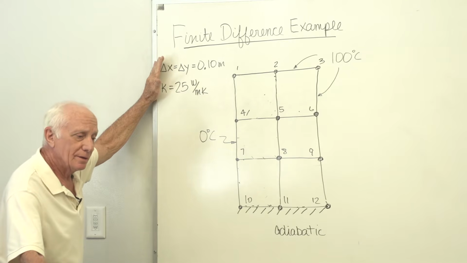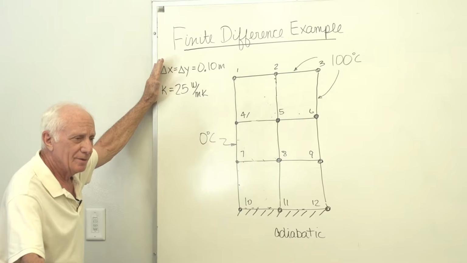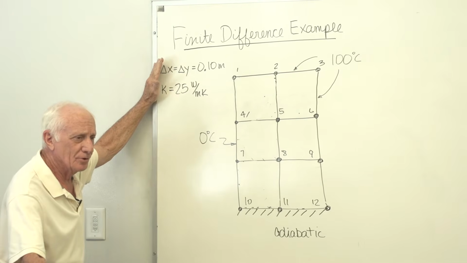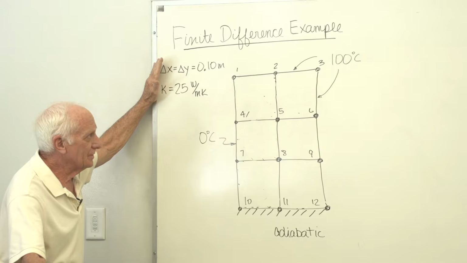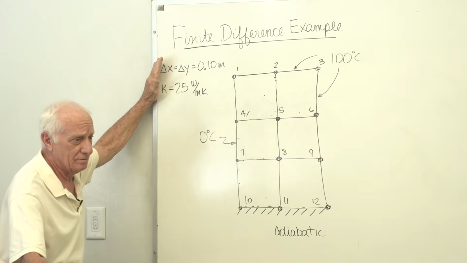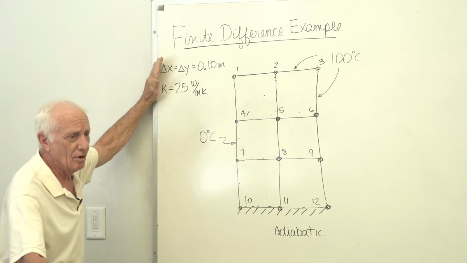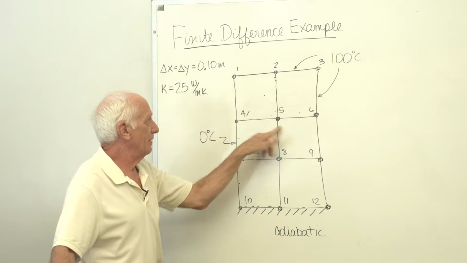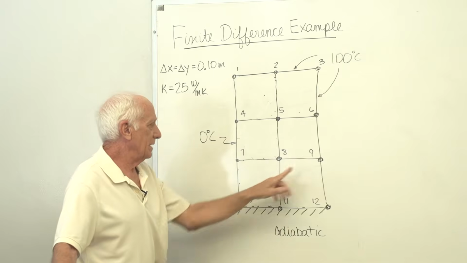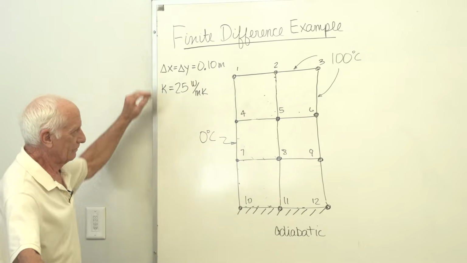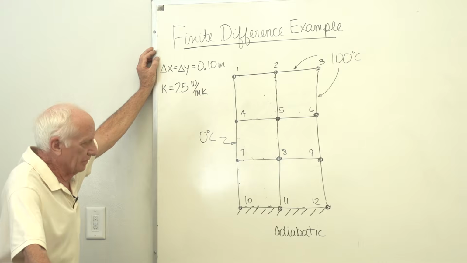Now, I could, like I did last time we met, number the nodes m and n, m column, n row. But that's too complicated for a simple grid like this. So I'm just going to number them 1 through whatever. If I had 100 nodes, I'd use a double subscript. But for 12 nodes, I'm just going to call them 1 through 12. Node 1, 2, 3, 4, 5, 6, 7, 8, 9, 10, 11, 12. The bottom is adiabatic.